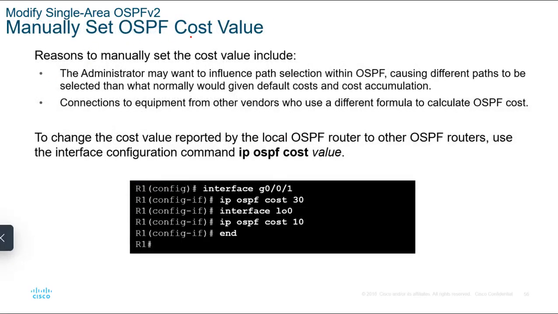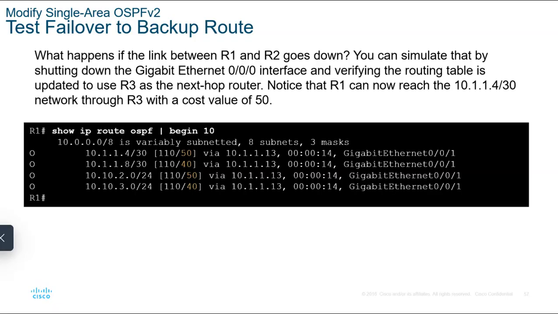You can manually set the OSPF cost value to deal with the cost. You call the interface, IP OSPF cost 30. Interface loopback, IP OSPF cost 10. So you can manipulate it. After manipulating, let me see what we're going to have, and test the failover backup approach.